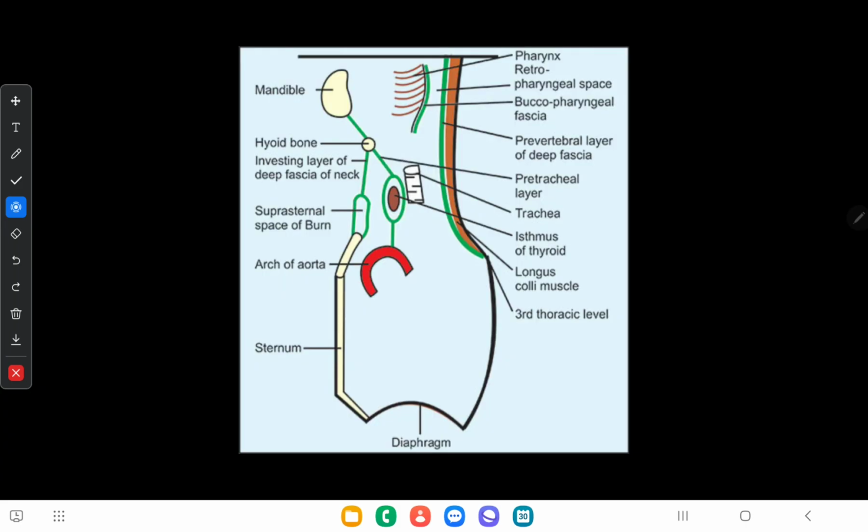In this picture, you can see the prevertebral fascia here. You can see the retropharyngeal space here, and pharynx here. The buccopharyngeal fascia here, the green one is the buccopharyngeal fascia. Then the pharynx, retropharyngeal space. So, as you can see, the retropharyngeal space, pharynx and, in the neck, the esophagus are in front of the fascia in the midline of the neck.